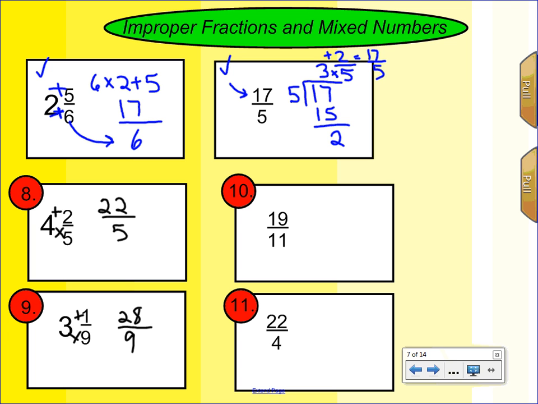When I do my division, in number 10, it goes in 1 time with a remainder of 8. So I would have 1 and 8/11. Remember, your remainder is the numerator, and you use the same denominator.